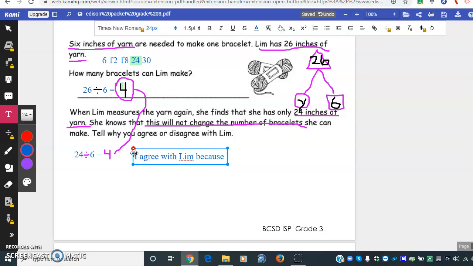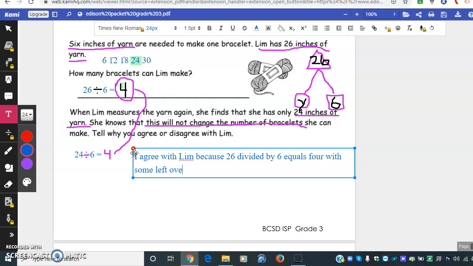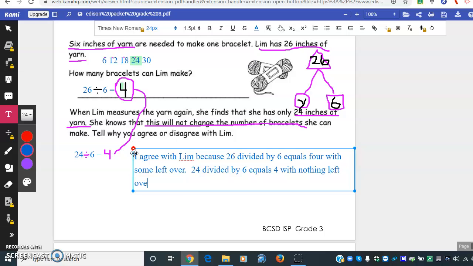Because 26 divided by 6 equals 4 with some left over. 24 divided by 6 equals 4 with nothing left over. Either way, she can only make 4 bracelets.